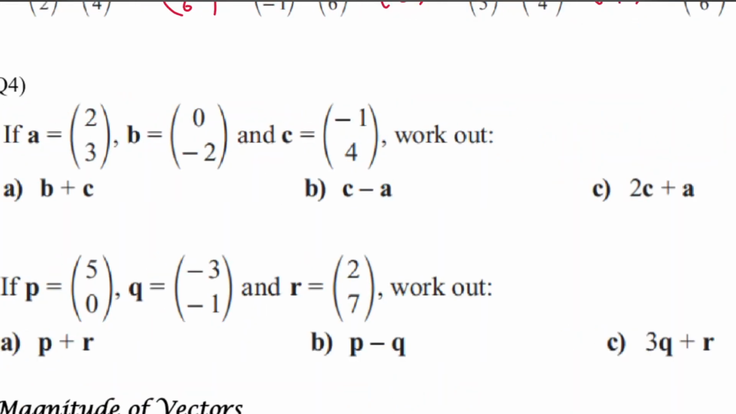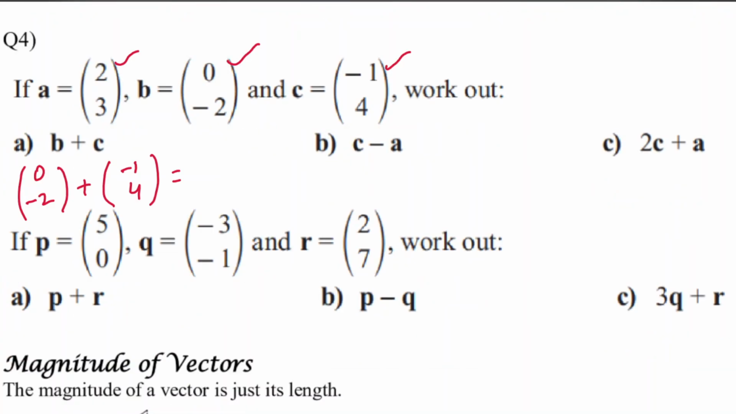So coming to question number 4. If A is 2, 3, and B is 0, minus 2, and C is minus 1, 4, what will be B plus C? You have to write B first. B is what? 0 and minus 2, plus C, which is minus 1 and 4. So what will be the final vector? 0 plus minus 1 is minus 1, and minus 2 plus 4 is plus 2, or you can just write 2. You can just type minus 2 plus 4 in your calculator and you will get the answer.